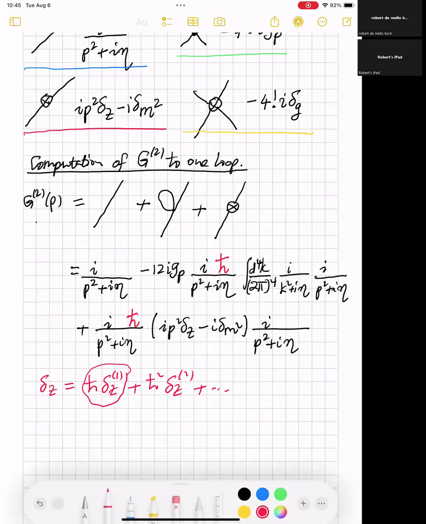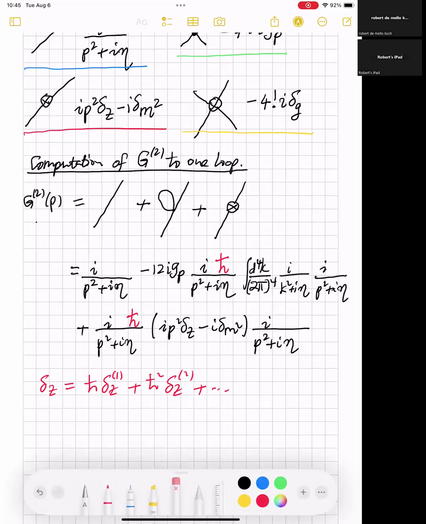Actually, let's just make it explicit, okay? That's okay. So let's put a 1 there. It's the h bar piece of the counter term and the h bar piece of delta m squared too. And of course, delta m squared would have a very similar expansion. It would be h bar, there'd be a contribution, and then there would be h bar squared and another contribution. And this would be an infinite series in h bar.